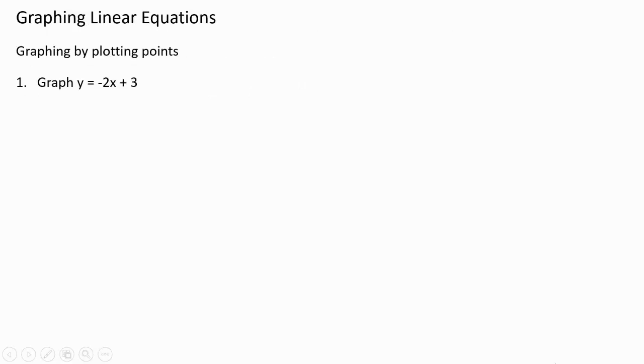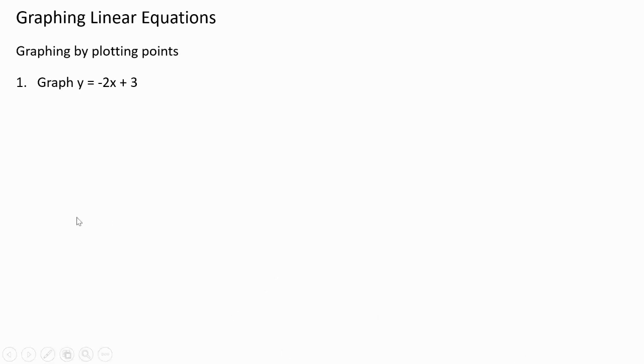So let's get started with the first topic of today: graphing linear equations, graphing by plotting points. There are two or three different ways to graph. One of the ways is by plotting points. Another way is by graphing in the slope-intercept form. And the third way is by finding the x and y intercept, which I'm going to show you here in this workshop.